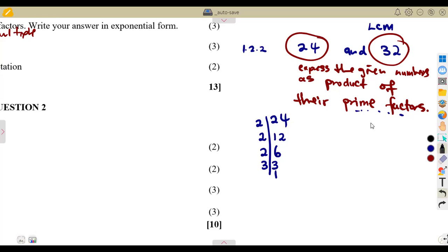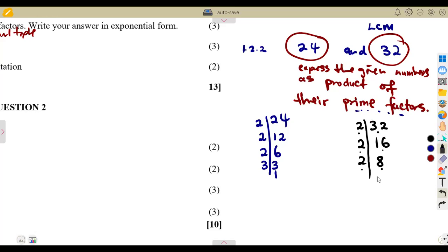I want you to use the calculator if you do not understand how to divide properly. 32 divided by 2, you are going to get 16. You do the same by 2. 16 divided by 2 is going to give us 8 in this case. You divide again by 2.